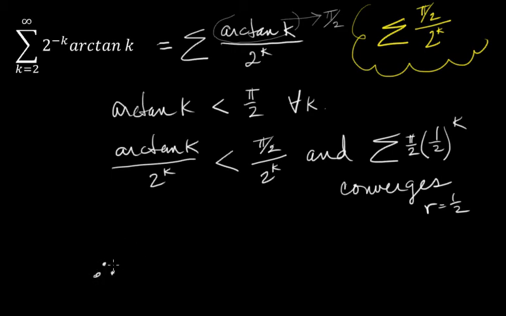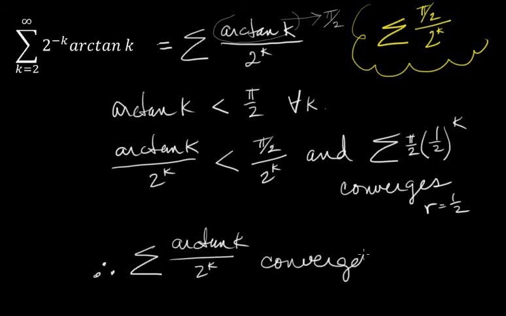You could put r equals 1/2, or you could put absolute value of r less than 1. Therefore, we have our a sub n less than b sub n and sigma b sub n converging. So we can say, therefore, sigma arctan k over 2 to the k converges by the comparison test.